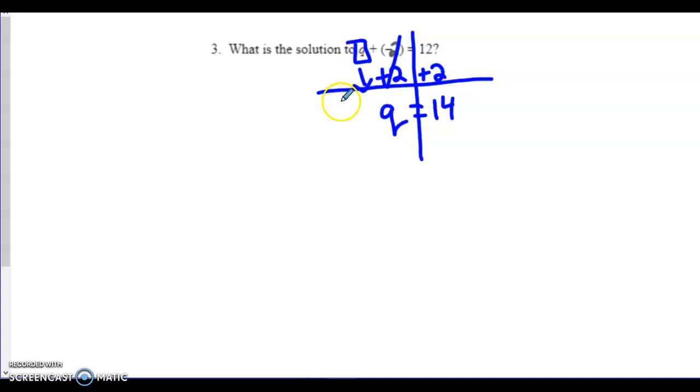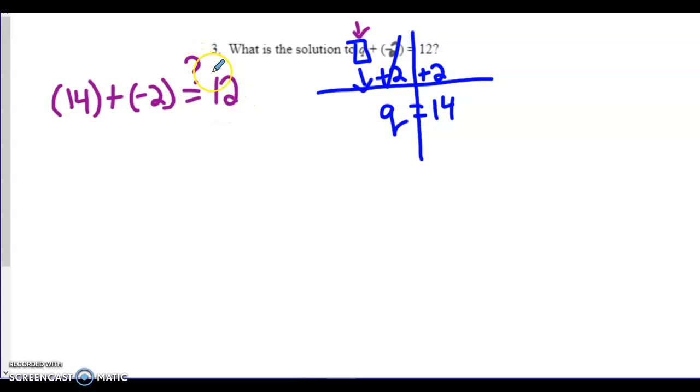Now, just to be sure I didn't make a calculation error, I'm going to substitute that back in where I see q. So instead of writing q, I'm going to write 14 plus negative 2, and I'm going to see if that equals 12. And y'all, remember, please, please, please use a calculator.